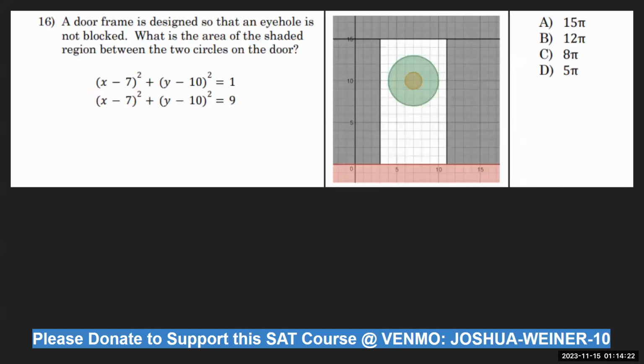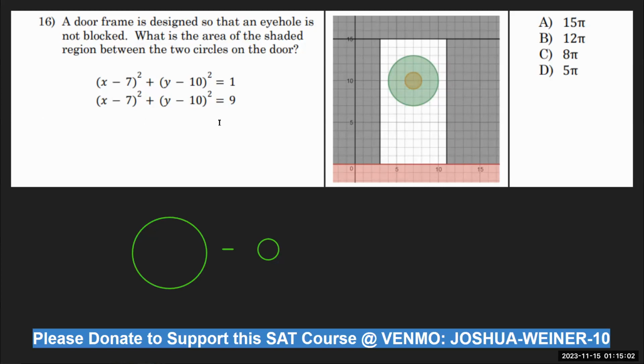So a mid-level. All right, the door frame. All right, the door frame is designed so an eye hole is not blocked. What's the area of the shaded region between the two circles on the door? Well, here it's hanging like a door frame. It's hanging like a Christmas wreath, so to speak. But this being a free country, it's hanging like a door design with an eye hole here, like a portal window. All right, so the eye hole is the smaller circle. So you have to do large circle minus the smaller circle to get the green shaded region.